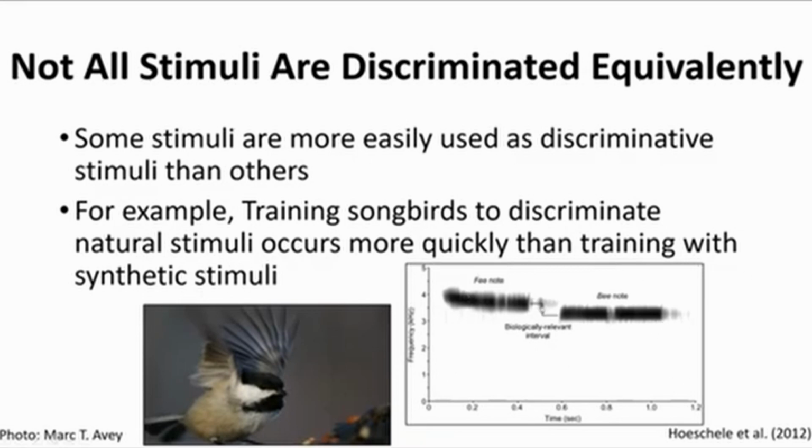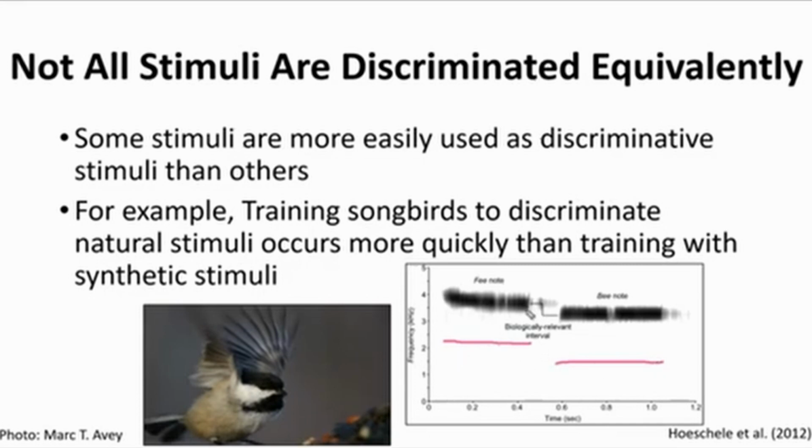We in the lab have done experiments where we use a synthetic version of this song. And the more synthetic the equivalent is, the more we use, say, a tone instead of these fuzzy lines here, if we used something that looked like a flat line, they learn that a lot slower.